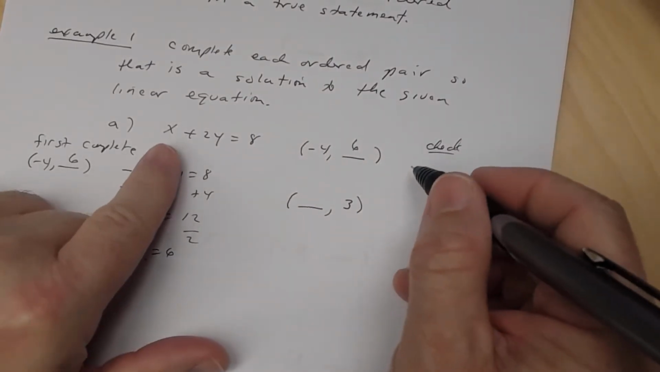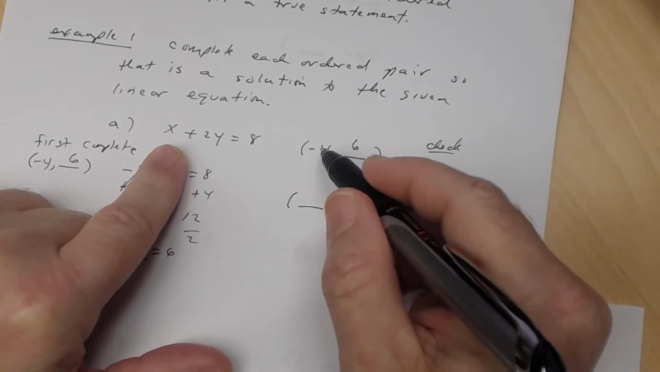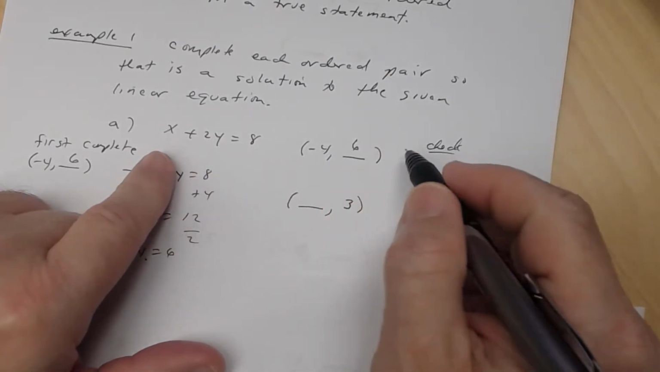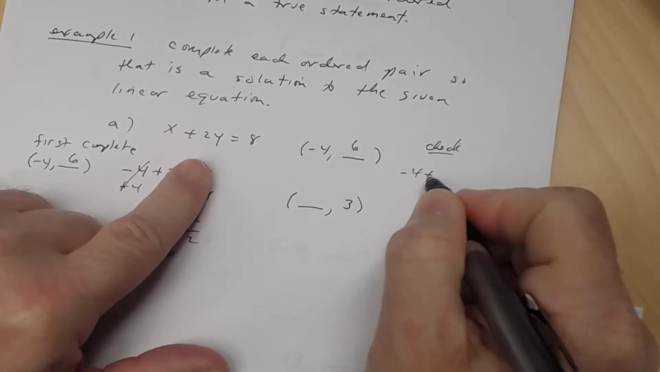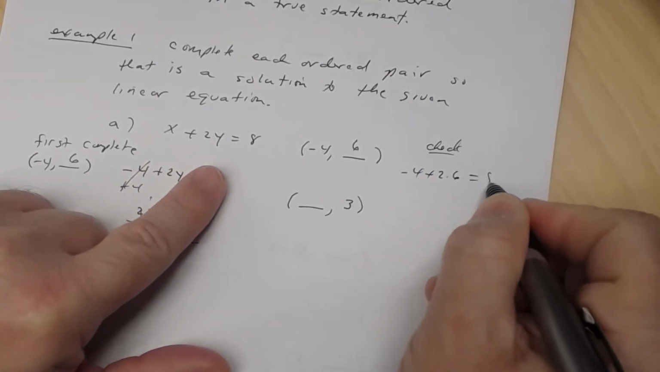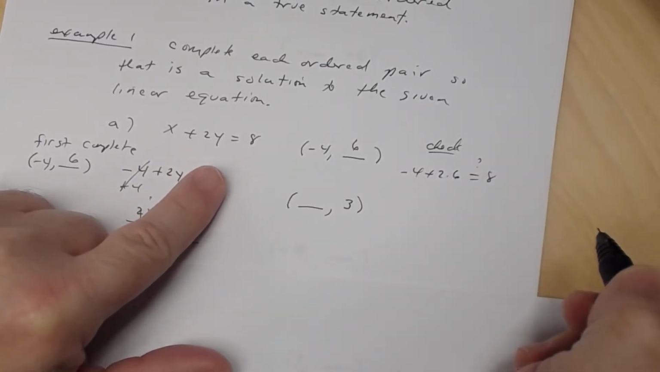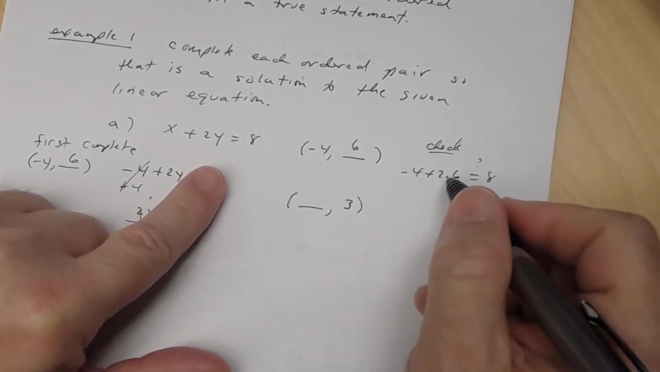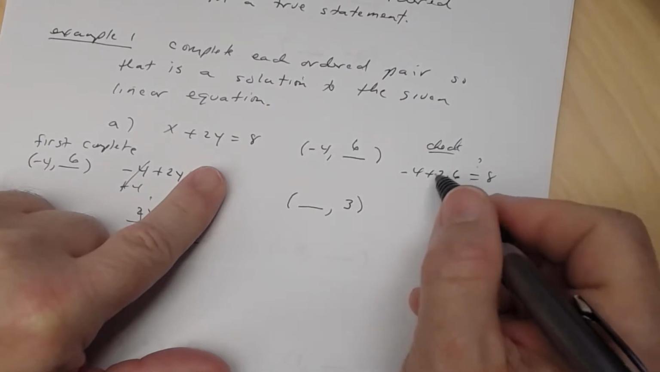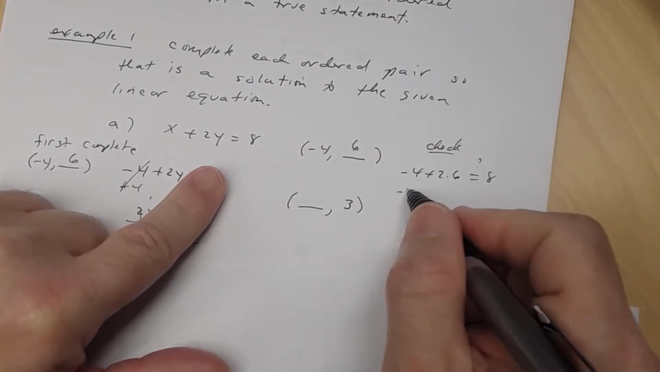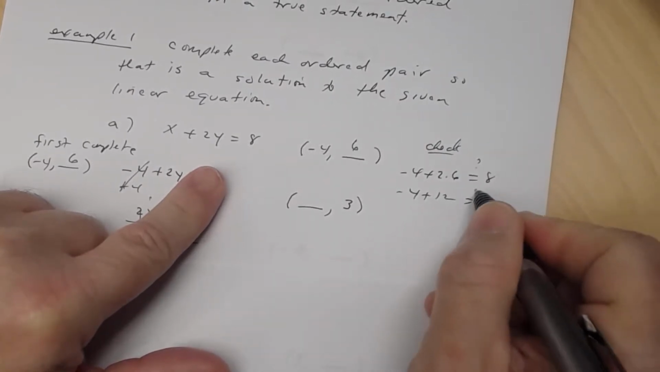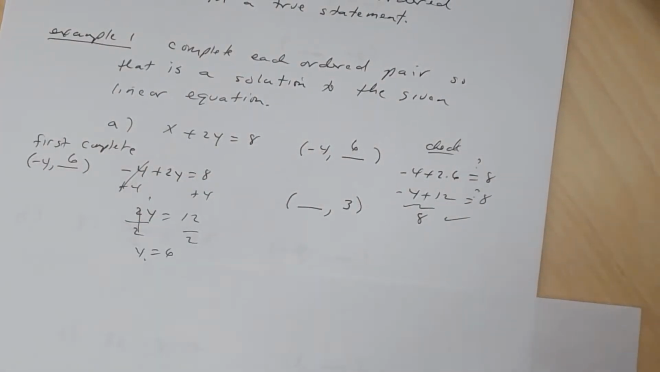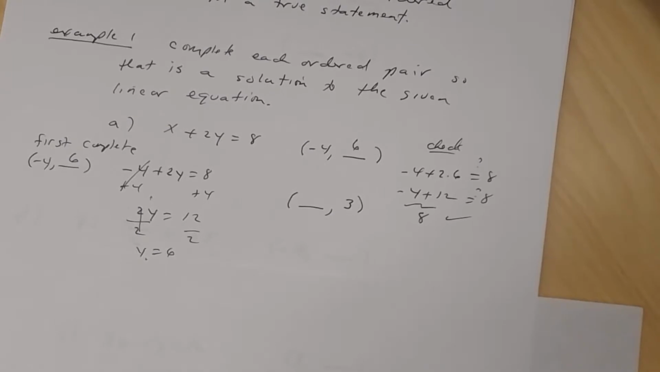So here's what you would do. You would say, again, wherever you see the variable x, you plug in negative 4. Wherever you see the variable y, you plug in 6. So is negative 4 plus 2 times 6 equal to 8? That's the question. Well, remember, you got to simplify this left side. So you got to use the order of operations. You got to multiply before you add. So that becomes negative 4 plus 12. And the question is, is that equal to 8? And the answer is yes. So negative 4, 6 is a solution.